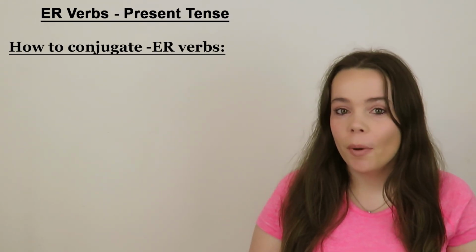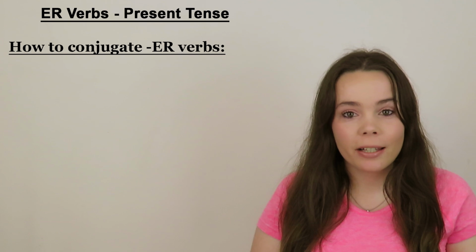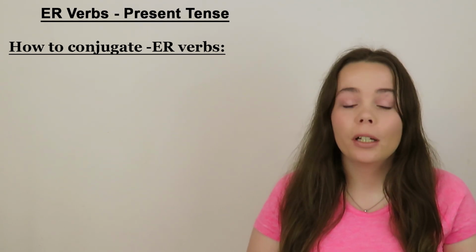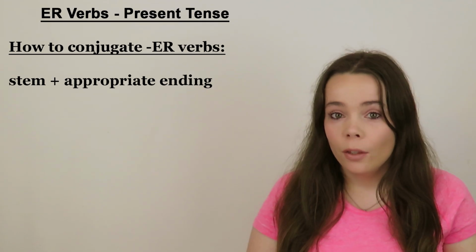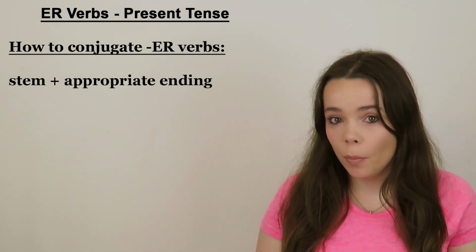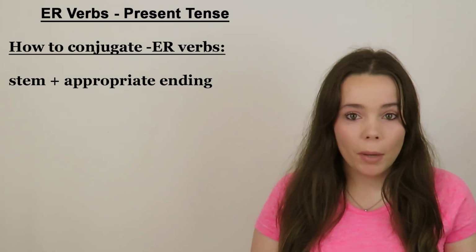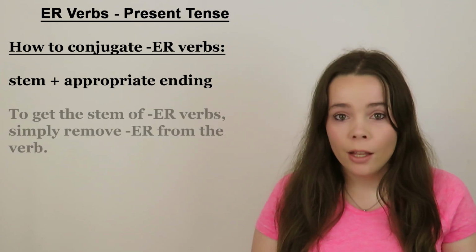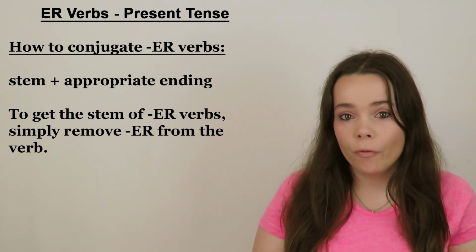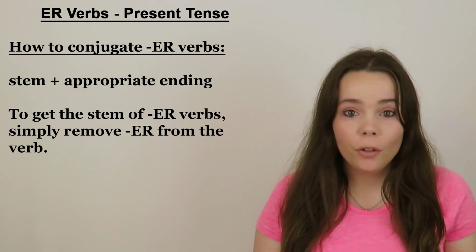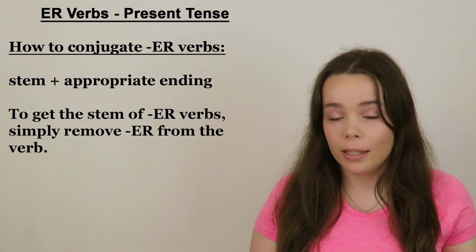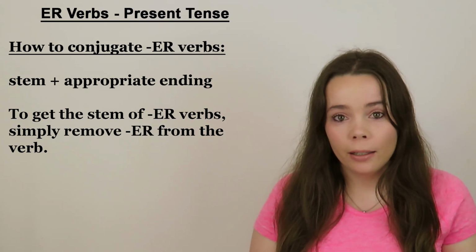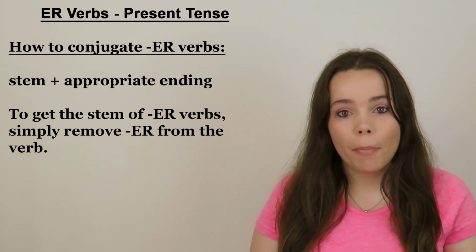So let's pick the verb parler, for example, which means to speak. How do we conjugate parler? First, we have to find the stem. The stem is the first part of the verb that remains the same no matter who the subject is. To get the stem of ER verbs in the present tense, all you need to do is basically knock off ER, and then you have the stem. So for parler, knock off ER, and you get parl.